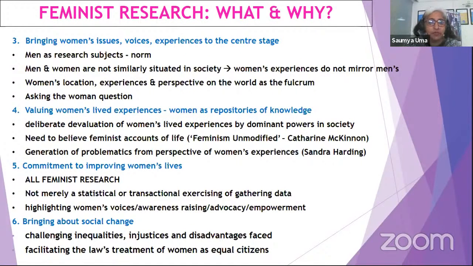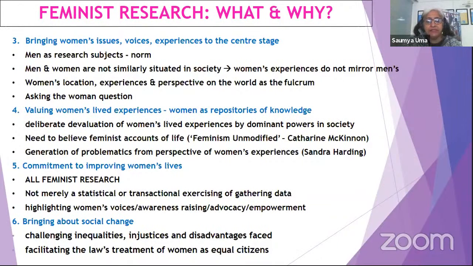The fifth aspect of feminist research, and this links very intrinsically with feminist research ethics, is a commitment to improving women's lives. And all feminist research, without exception, is committed to improving women's lives. It may be improving one particular woman's life, maybe a community, or it could be in terms of influencing law and policy so that a larger group of women can benefit. But the whole idea is about commitment to improving women's lives.